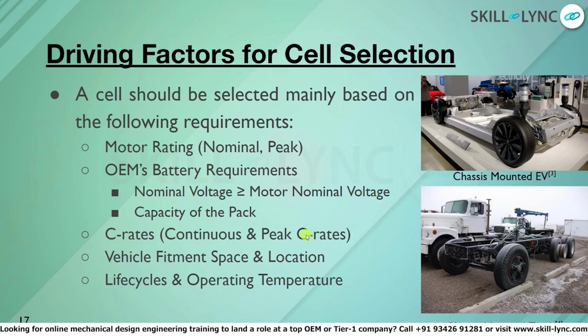And then we have vehicle fitment space. As we discussed during the form factor slides, different cell form factors have different advantages and disadvantages. Cylindrical cells are usually smaller in size and there's a lot of flexibility in arranging them, whereas pouch cells and prismatic cells are bigger in size. So it becomes very important to choose the right cell depending upon the vehicle fitment space, what the dimensions of the available space are, and whether you can accommodate all the cells in that space or not.